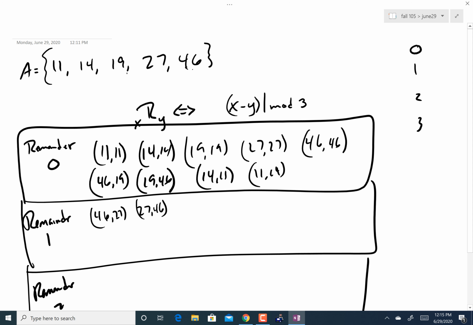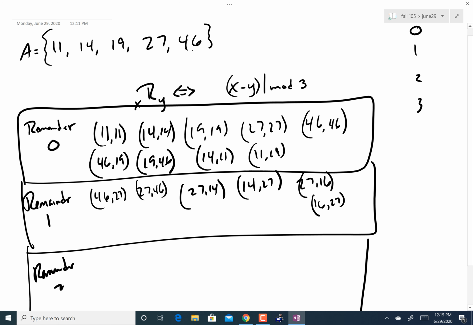27 minus 19 is 8. That'll give you a remainder of 2. 27 minus 14 is 13. That gives you a remainder of 1. So 27 and 14. 14 and 27. Okay. 27 minus 11 is 16. So that would also work, right? That will give you a remainder of 1. 19 and 14 is 5. So no. 19 and 11 is 8, so no. 14 and 11, no.